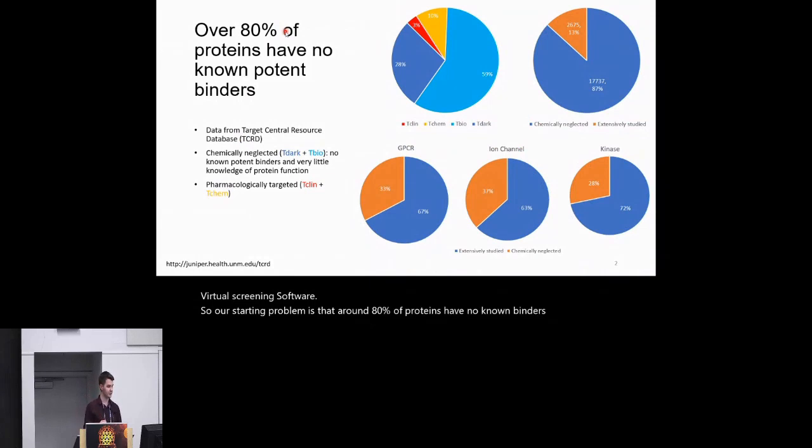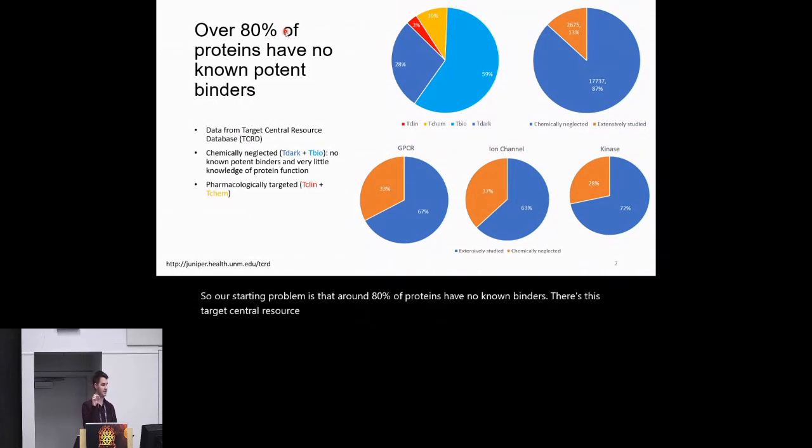There's this Target Central Resource Database that categorizes proteins into 4 different categories. And just to simplify them for our presentation today, 2 of them can be combined and become sort of a chemically neglected class where you have no known potent binders and very little knowledge about the protein function. And then you have another category that I've called extensively studied, where you have all this data. So out of the over 20,000 proteins, there's only about 13% that have really strong known binders.